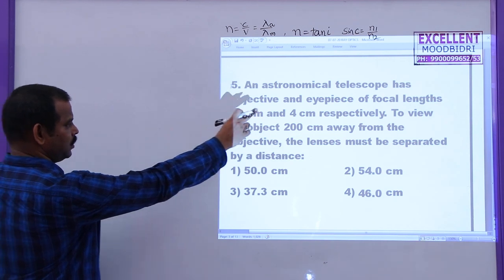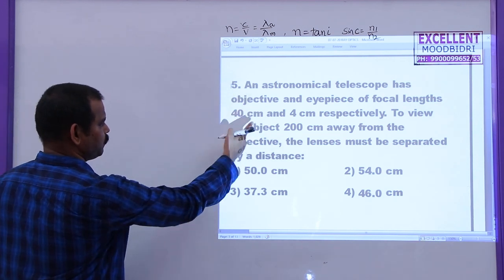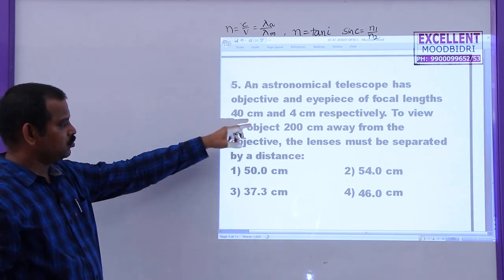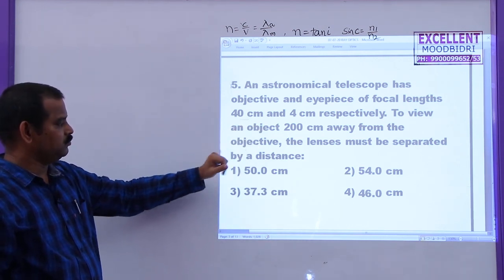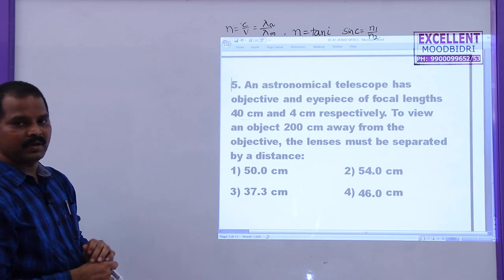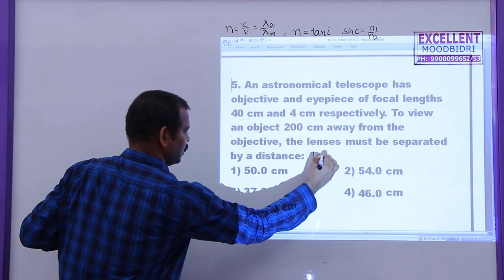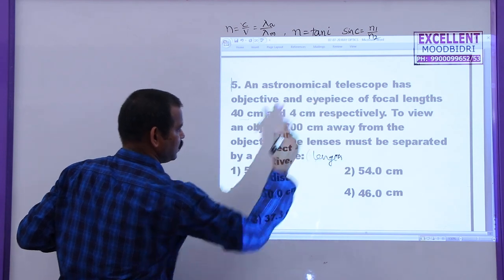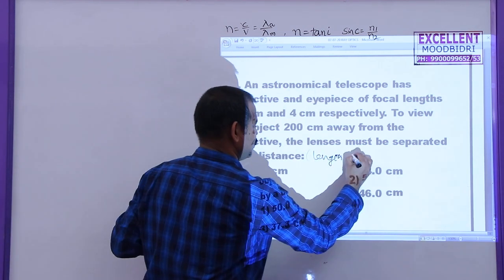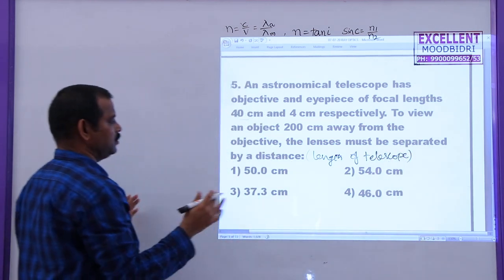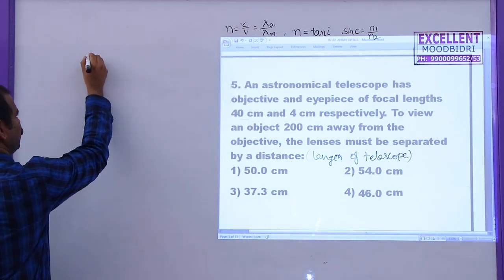5. An astronomical telescope has objective and eyepiece of focal length 40 and 4 respectively. To view an object 2 meters away from the objective, the lenses must be separated by a distance of dash. The distance between the two lenses is also called the length of the telescope. The same problem, at last they may ask you to find out the length of the telescope.